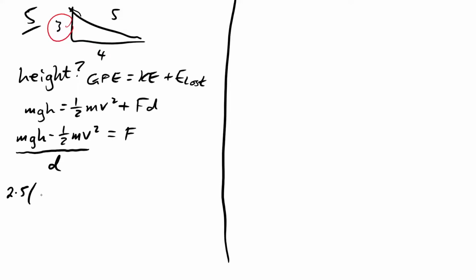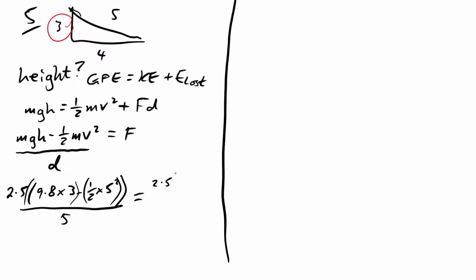So 2.5 is 9.8 times a height of 3 minus half times the speed squared. Divide that by the distance, and that's 5 meters. Let's be honest, when we're dealing with multiple choice, we can play fairly fast and loose with approximating things. So that's 2.5 times, well, let's say 10 times 3, so that's 30 minus half of 25, so that's 12.5 divided by 5. So actually then I can just replace that with 0.5, so it's just a half.